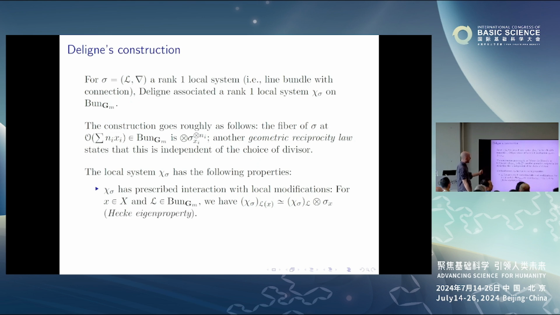So this is what we call the Hecke eigenproperty of chi sigma. Hecke because it has to do with these local modifications, and an eigenproperty because when you take the fiber of chi, it's sort of like you did an operator, this local modification. So think of it as being like a linear transformation. And I looked at the way chi sigma interacts with that operator, and I see that it stays the same, but up to tensoring by a vector space. And that up to tensoring is the eigenpart. The idea being that tensoring by a vector space is analogous to multiplying by a number.